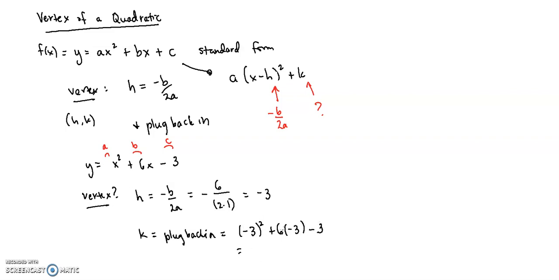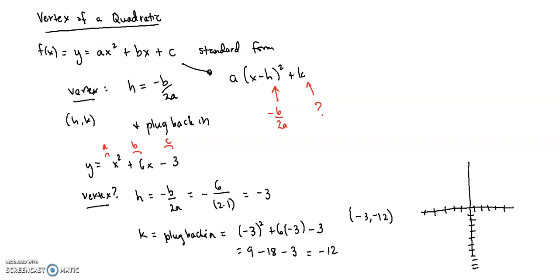So I'm going to have -3 squared plus 6 times -3 minus 3. Be real careful on your order of operations here. So I'm going to get +9 minus 18 minus 3. That's going to give me -12 overall. So my vertex is -3, negative 12. Okay, and if I needed to draw it, 1, 2, 3, 4, 5. Okay, my vertex would be way down here.